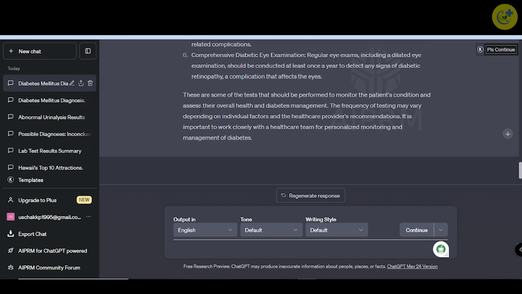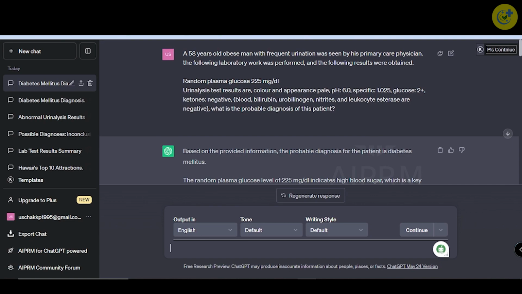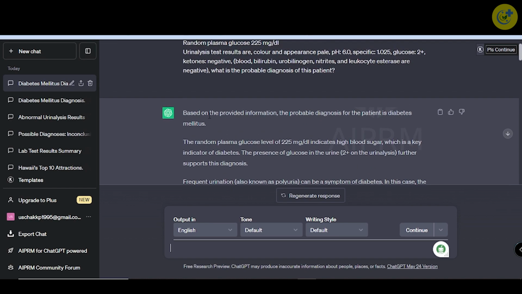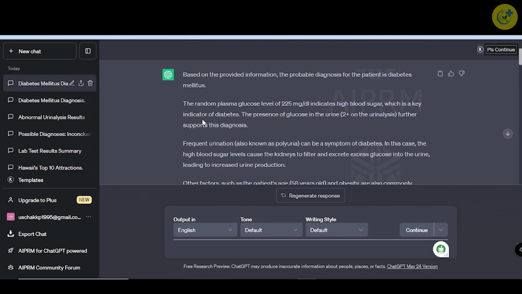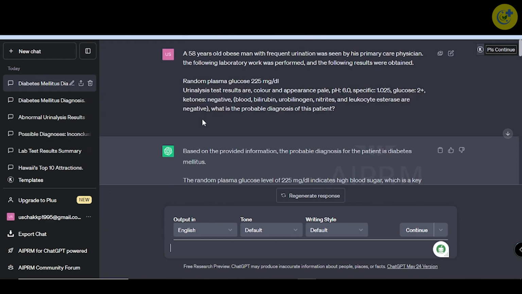So I think now you can get a clear understanding about how to read a laboratory test report using ChatGPT. Actually, I am also a medical laboratory scientist, so I have good knowledge about urinalysis test results and what tests we need to do. So according to my knowledge, these are good answers.